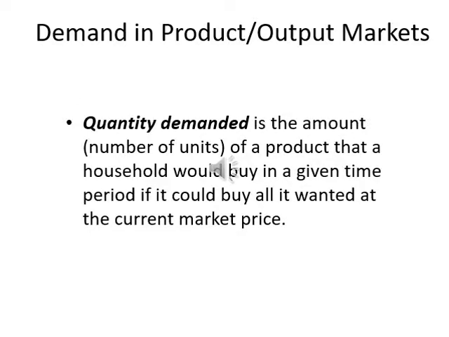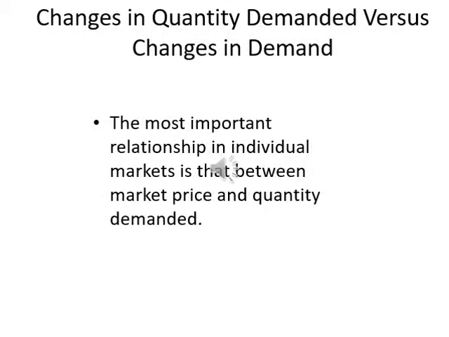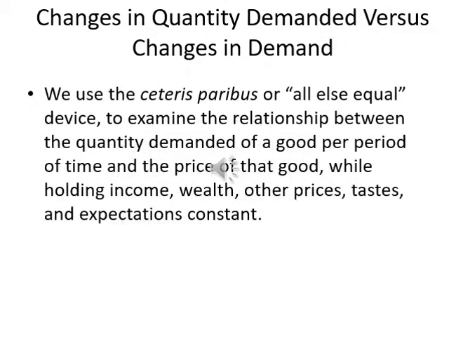Quantity demanded is the amount, number of units, of a product that a household would buy in a given time period if it could buy all it wanted at the current market price. The most important relationship in individual markets is that between market price and quantity demanded. We need to make a distinction between changes in quantity demanded versus changes in demand.